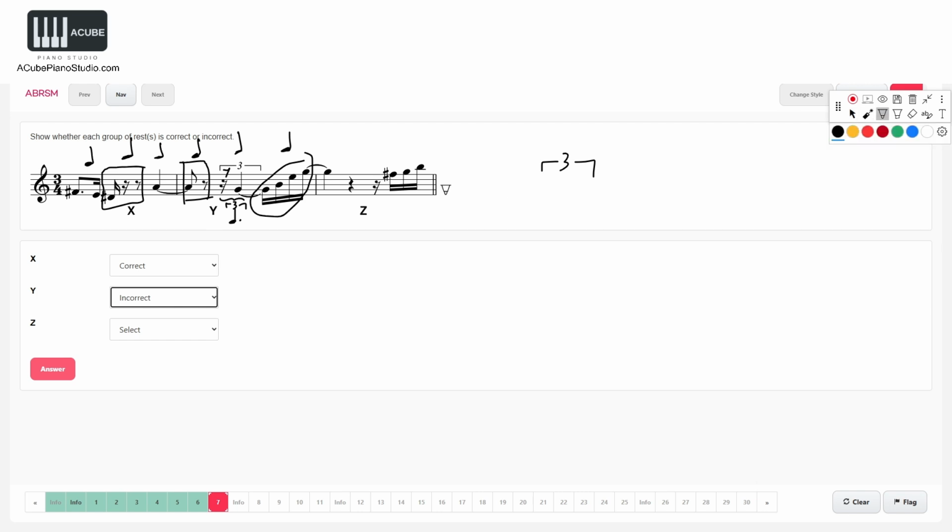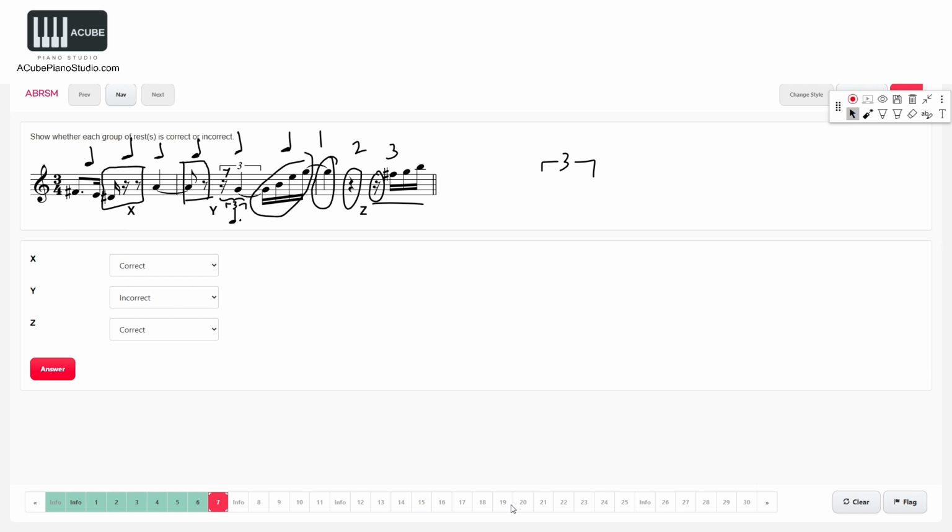Moving on to Z, this is a crotchet beat. This is the second crotchet beat. Then this is the third crotchet beat. So 4 semiquavers make a crotchet. So there are already 3 semiquavers, so I need 1 more semiquaver to make the crotchet beat. So Z is correct. Okay, so this will be my answer for 5.